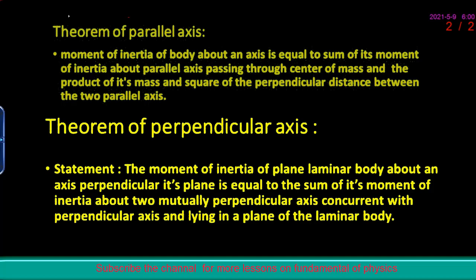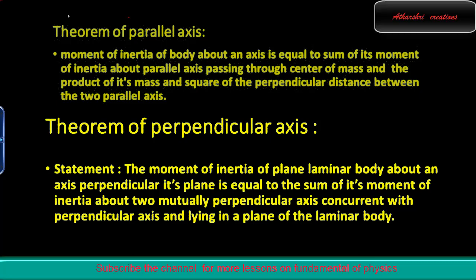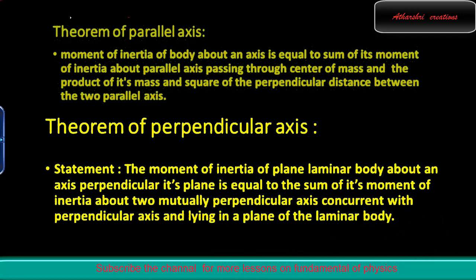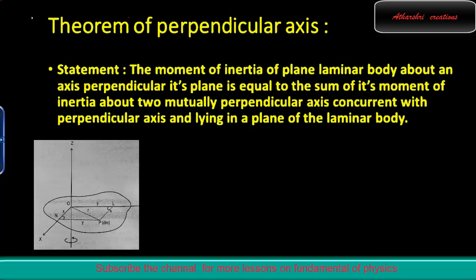Today we have to see two important theorems related to the moment of inertia, to determine the moment of inertia of a given body about any given axis using the moment of inertia about the axis passing through the center of mass. The first theorem is the principle of parallel axis and the second is the principle of perpendicular axis. Out of these, we will first discuss the principle of perpendicular axis theorem.